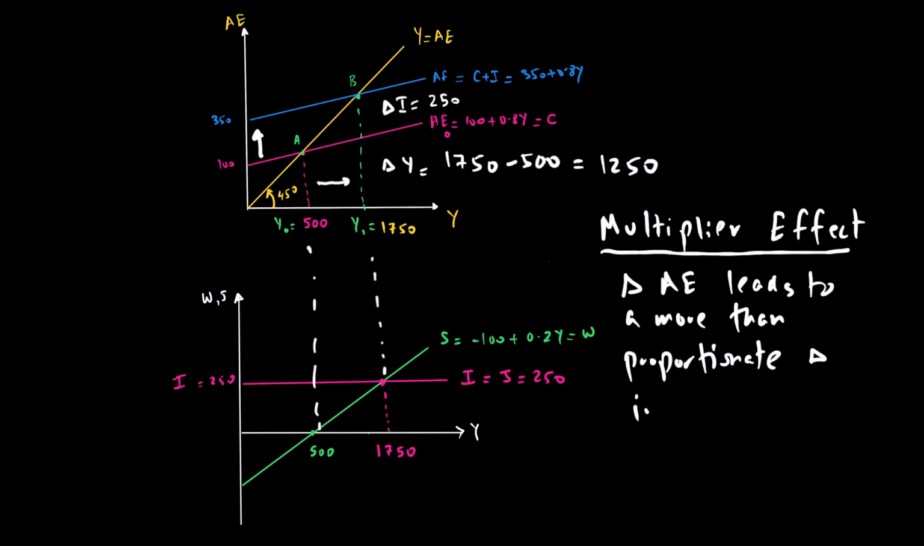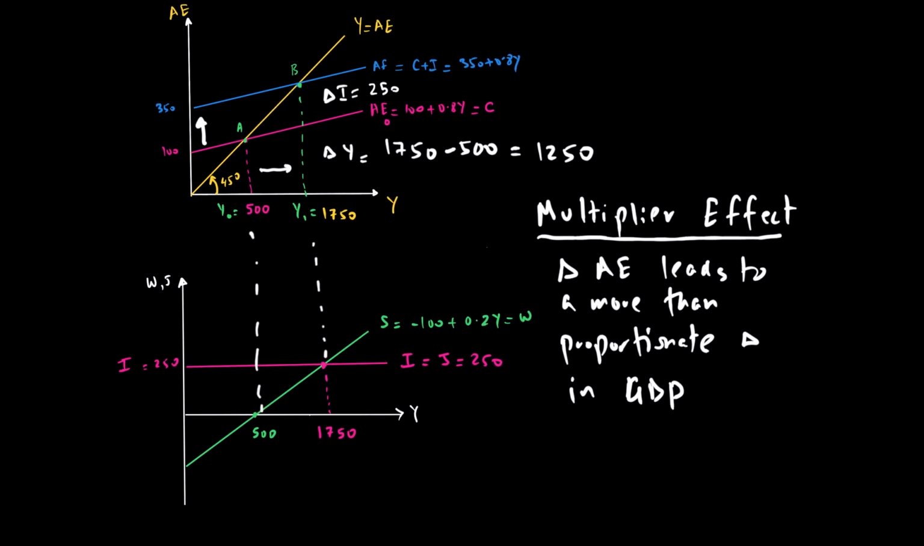And we saw this, that there is a change in expenditure of 350 minus 100, which is 250, but that led to a more than proportional increase in GDP, which is equal to 1750 minus 500, or 1250. So why does it happen? I'm going to talk about this in a little while, but I just wanted to first talk about the formulas.